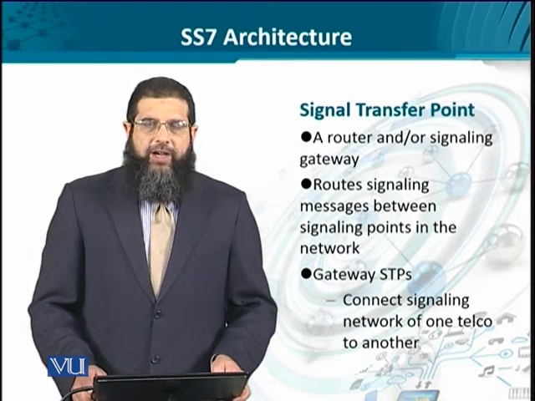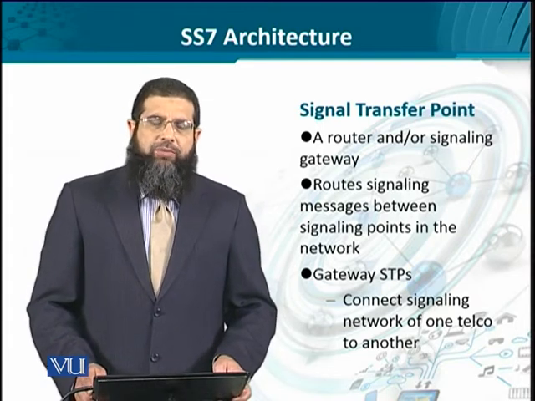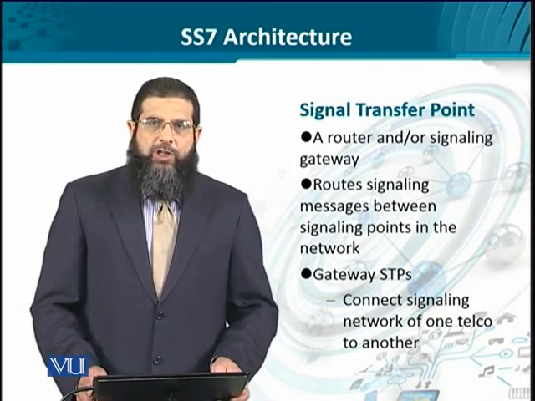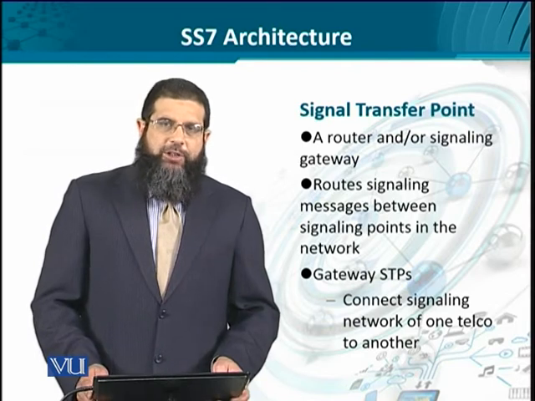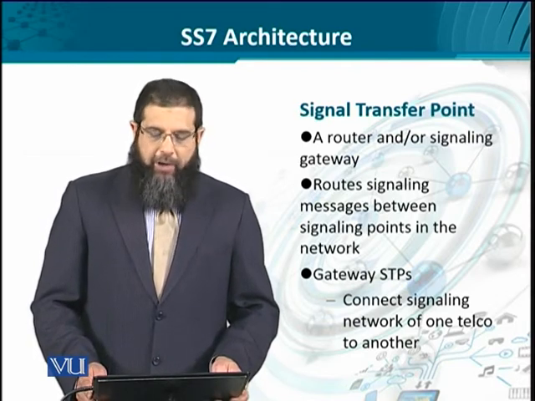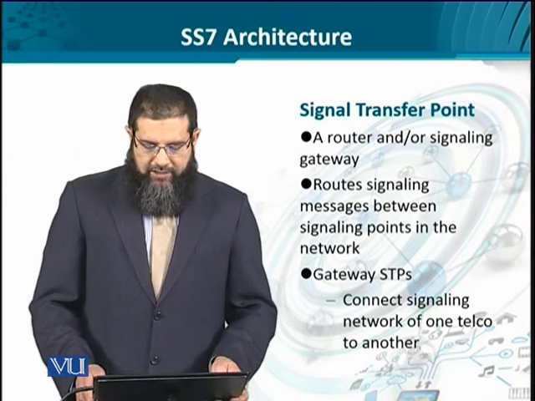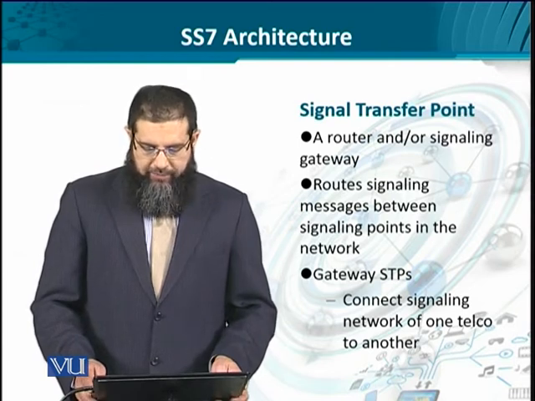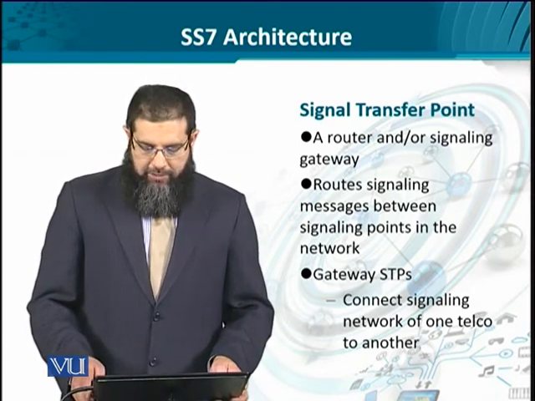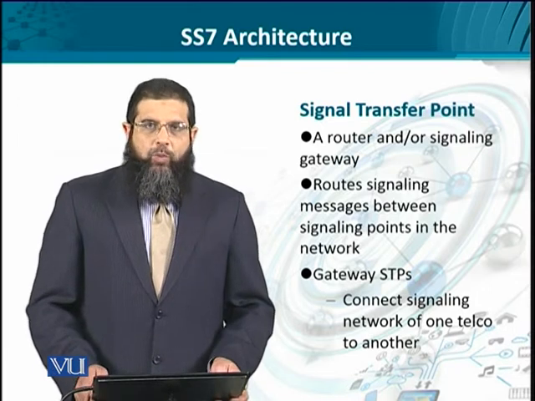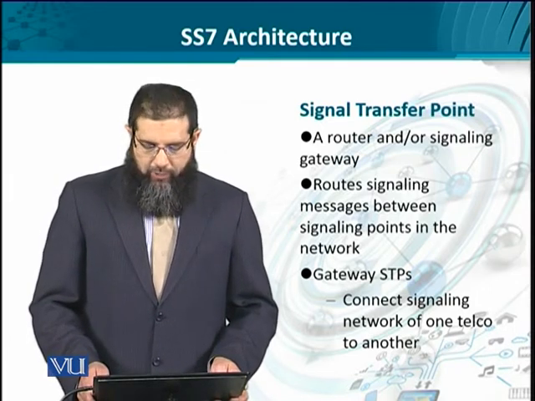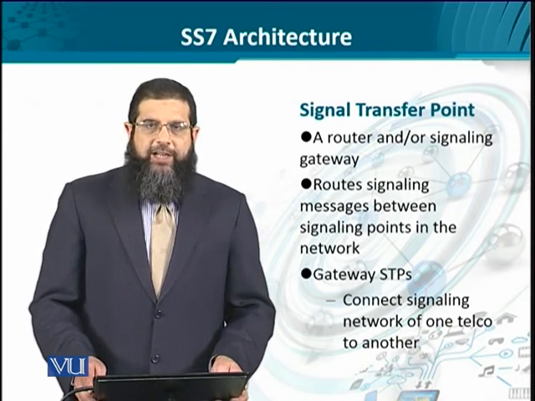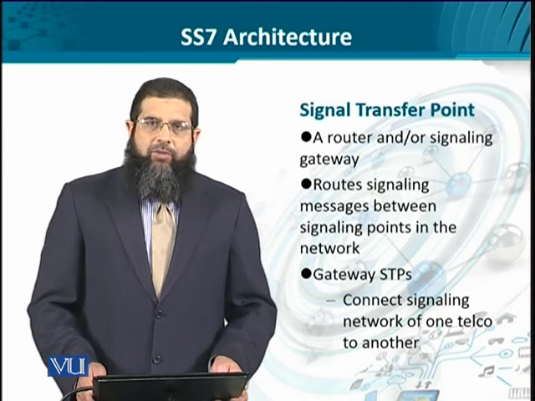The signal transfer point is another entity. You can think of it like a router or a gateway. A router is used to establish a connection or a path between two parties. It routes the signals from the calling SSP to the called SSP by finding the most optimal path between the two. This is with regards to establishing a telephone call. Sometimes the signal transfer point is also used as a gateway when the call is routed from one telco to the other.